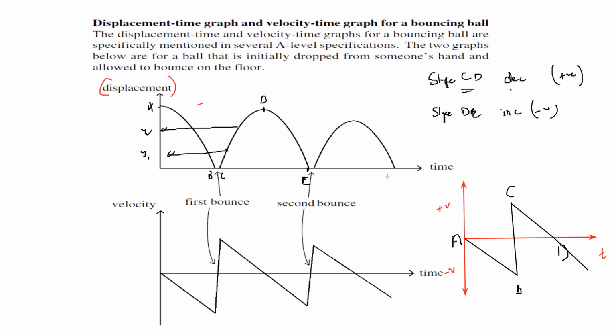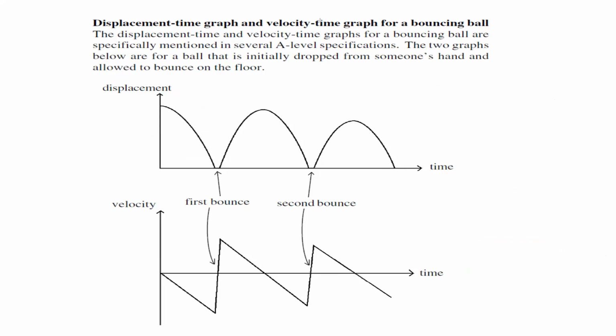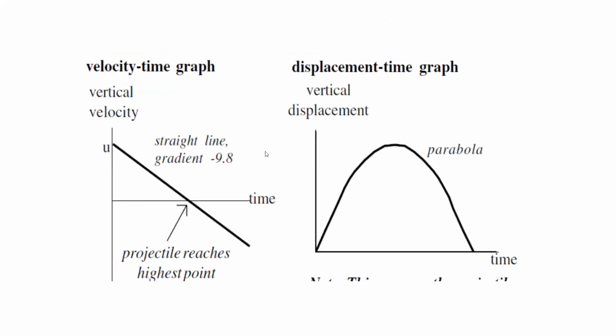And then the continuation is the same way we continue. Is it clear how we complete a displacement time graph and velocity time graph for a bouncing ball? Then sometimes they give you the velocity time graph and you have to complete a displacement time graph from the velocity time graph.